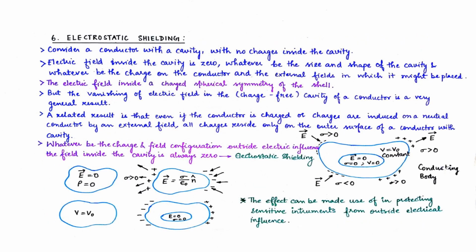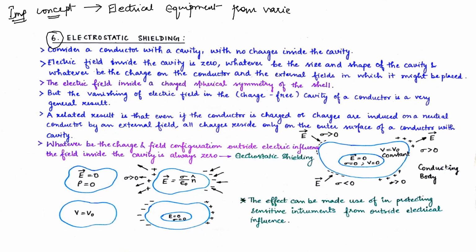Now the fourth one, electrostatic shielding. This is a very important concept. And why is this concept important? This is important because we use this concept in protecting many electrical equipments from varied external electric fields, the fluctuations in the electric field.